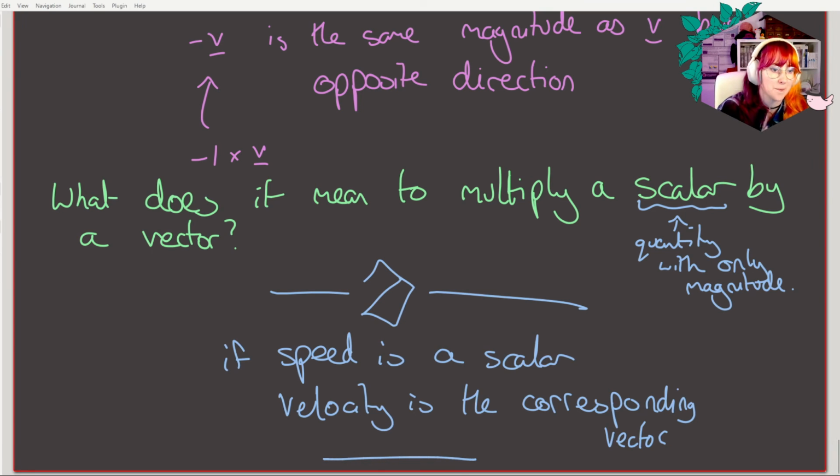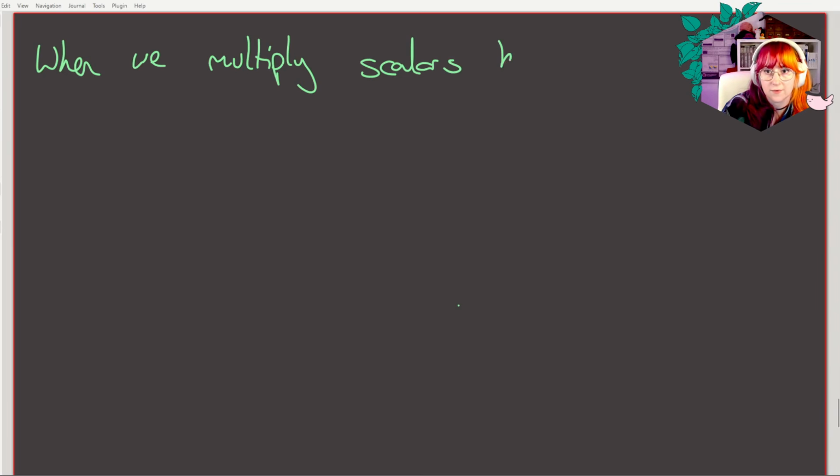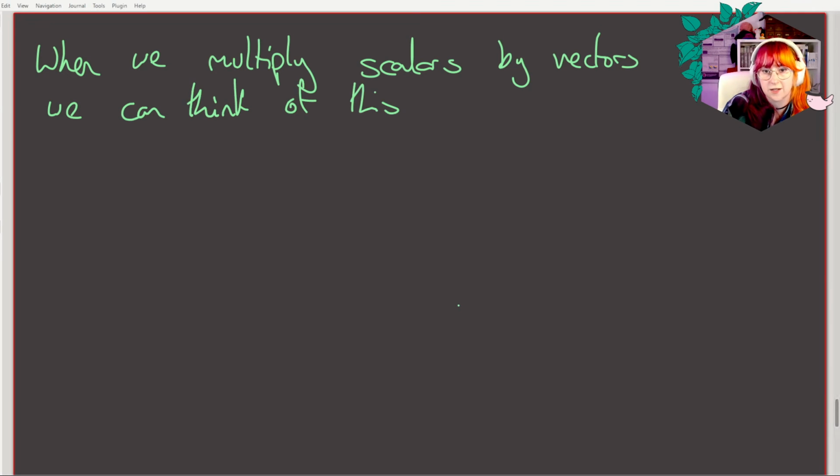So enough of that. So when we multiply scalars by vectors, we think of this as stretching them. Stretching slash scaling them.